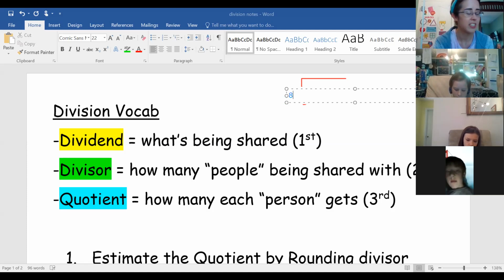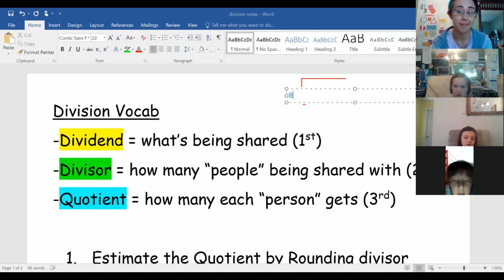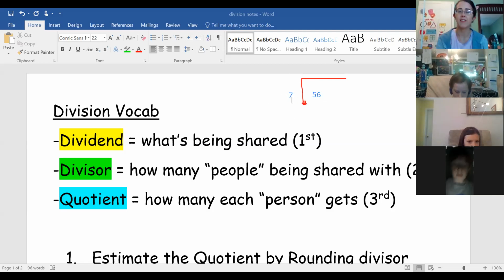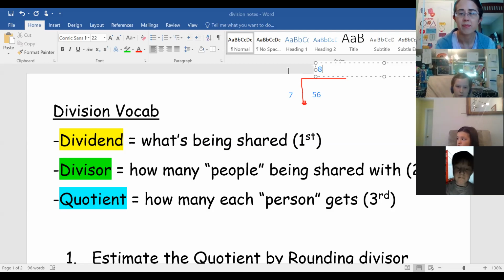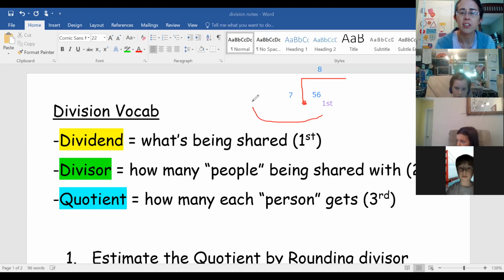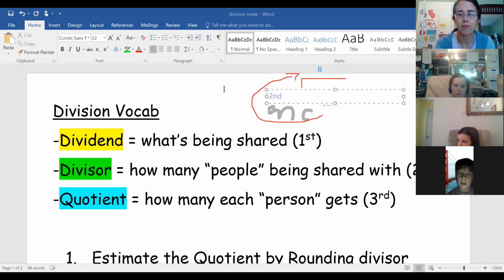Was my divisor last time 56 divided by 7 or 56 divided by 8? 7. Okay. So the number right outside is 7. And the answer we said is 8. So if we can label this, just like we did before, 56 is the number we see first. If we think of moving in a circle, let's go ahead and move in a circle from the bottom to the top. Number 7 is what I see second. And 8 is what I see third.